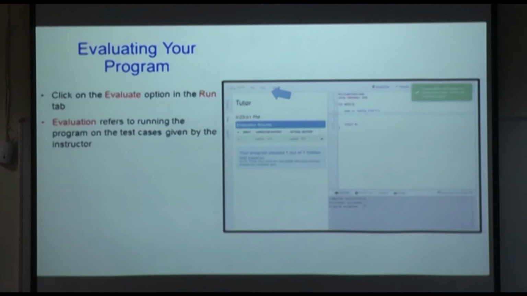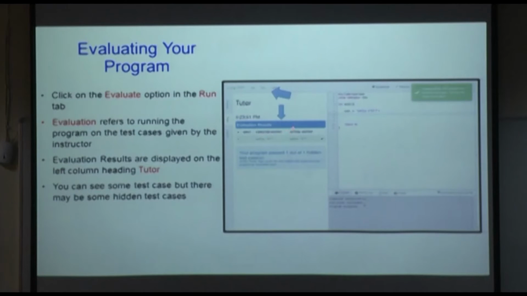Evaluation refers to running the program on test cases given by the instructor, so you don't have to worry about giving input. Evaluation results are displayed on the left column, which is named tutor. Once again, after evaluation, the focus will automatically switch to this tab. If you want to change, you can explicitly switch to the problem tab where the problem description is, and similarly you will see some icons in the execution tab, which you can figure out using the legends tab.